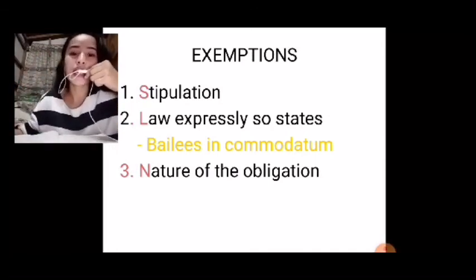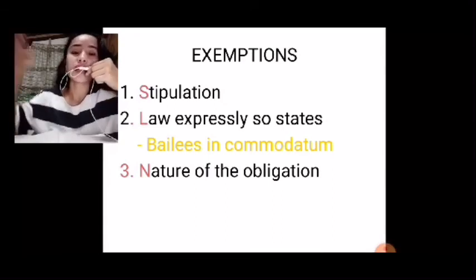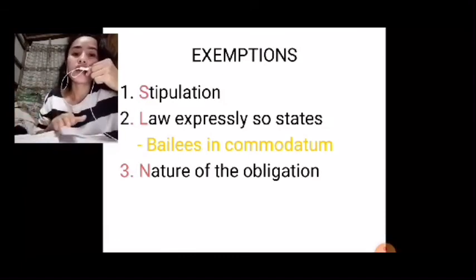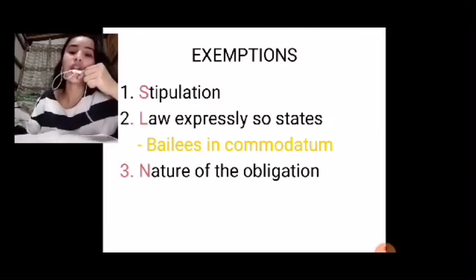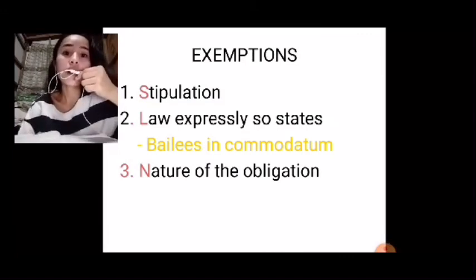Let us use our examples. For example, cat and dog are solidary obligors or solidary debtors, and cat and dog are solidary creditors. So first is the stipulation, where the obligation itself says so. While the second is where the law expressly so states. So it is the law that says so.